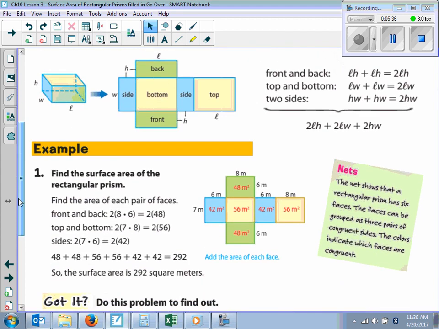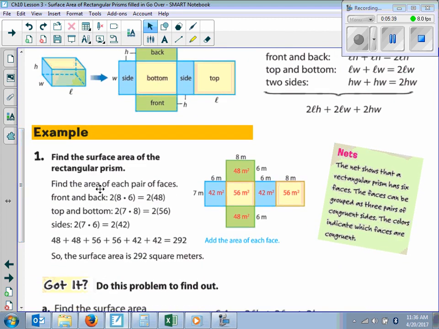All right. So, for example, it says find the surface area of the rectangular prism. So here we want to find the area of the front and the back. The area is 48 meters for the front and the back, so we're going to multiply 2 times the 48. For the sides, it's 42, so we're going to multiply 2 times the 42. You with me? And then for the top and the bottom, it's 56, so we're going to multiply 56 times 2. So then we just add them all together, we end up with 292 square meters.